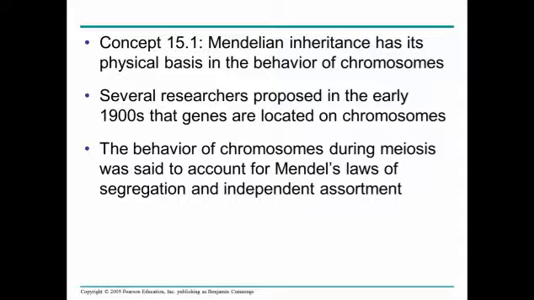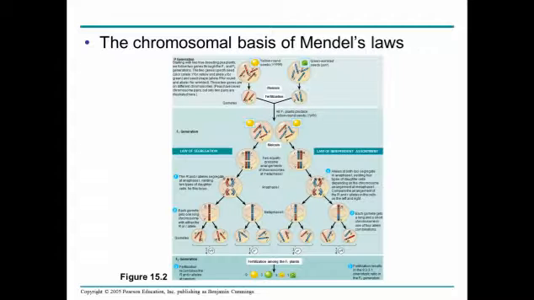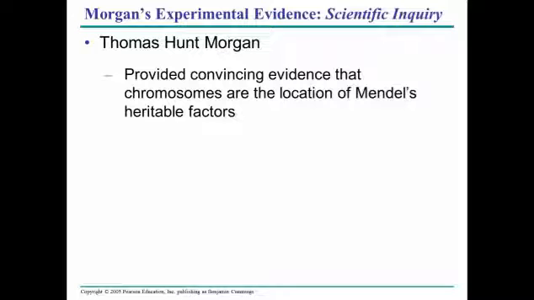Researchers proposed that potentially genes were located on chromosomes, and this fit Mendel's laws of segregation and independent assortment. The theory basically suggests that these genes have specific loci, which is just locations, and that they undergo segregation and independent assortment. This is just reviewing from chapter 14. Mendel's laws: on the left is segregation, a 50-50 chance of splitting left to right, and independent assortment, where one pair's splitting doesn't affect the other pair's splitting.